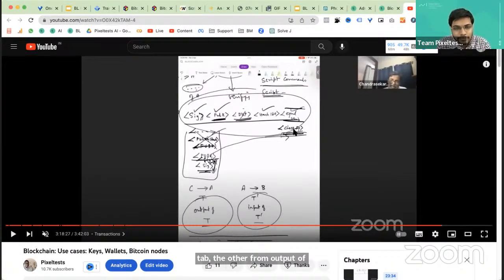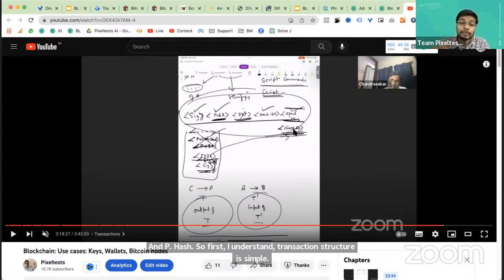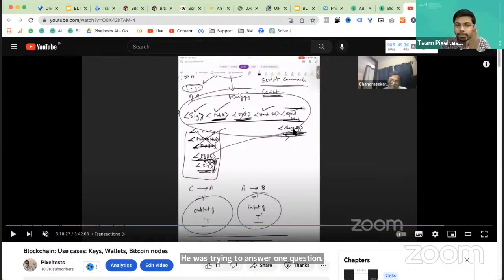Now this forms the entire transaction. Okay, so I think the confusion is arising because there are two transactions Sir is verifying, T and T hash. So first understand the transaction structure, it is simple. He was trying to answer one question coming from the query. How is the output? Yeah, that I understand. Yeah, so that also you have understood, that is clear.